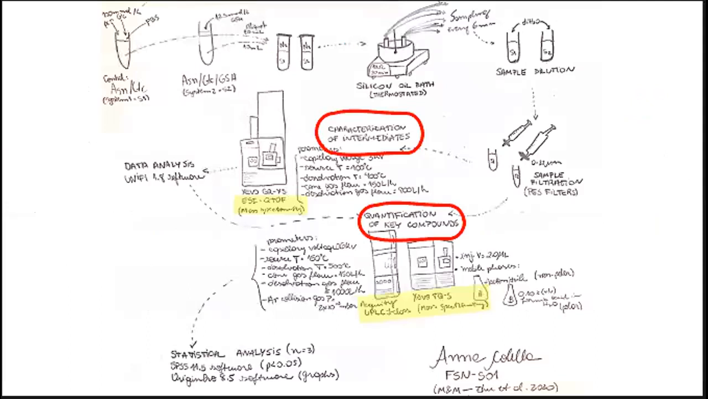So here's an overview of the materials and methods section, but today we'll talk about two of the main steps highlighted in red: the characterization of intermediates, for which an ESI QTOF mass spectrometer was used, and the quantification of key compounds, in which a UPLC TQS mass spectrometer was used. So let's define these tough acronyms and understand them better.